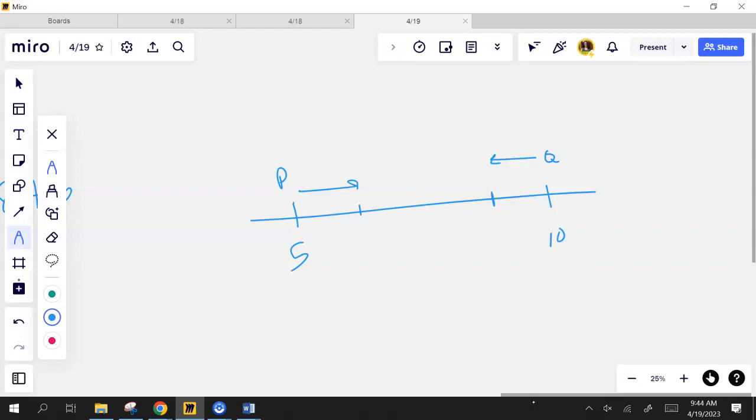Yes, because that would be the sign of, yeah. Yes.